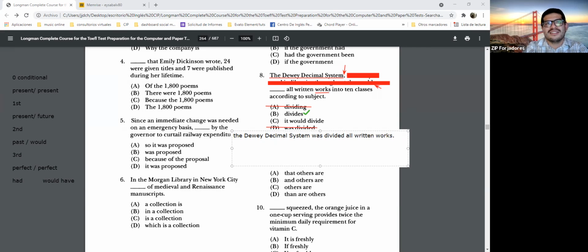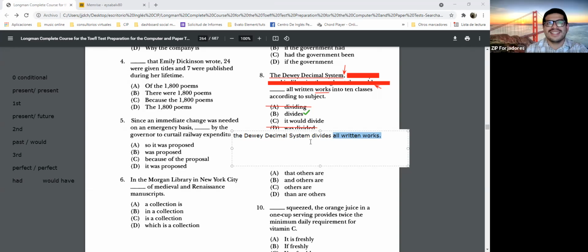Okay, so that means that it's not passive, it is present, divides, and in this case we don't need a preposition because this is the object of the verb divide. You understand? Yeah.